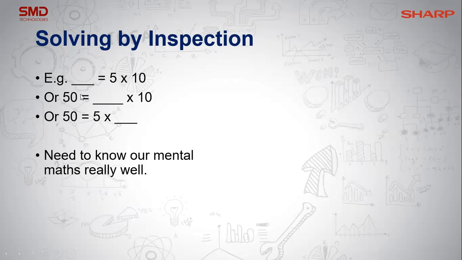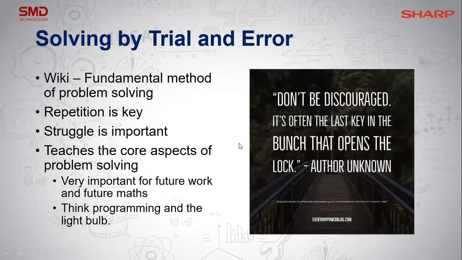Or we can say 50 is equal to what times 10? Well, obviously 5, because we've seen the example. Or 50 is equal to 5 times what? So it's just different ways of being able to solve a straightforward equation with a missing piece. Okay. So you really need to know your mental maths well in order to be able to solve by inspection quickly. Now, the other thing is that you need to be able to solve by trial and error.